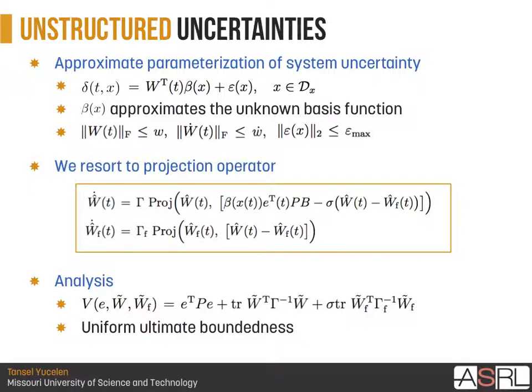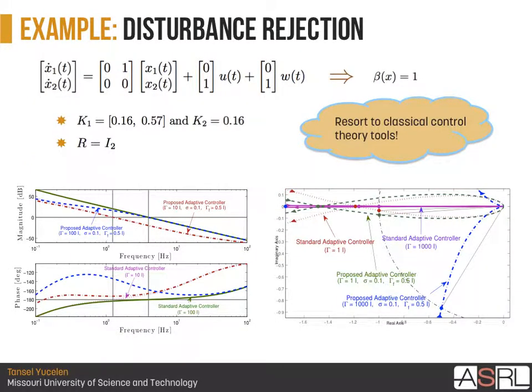Then the analysis follows the same, but due to the unstructured uncertainties, in this case we don't have asymptotic stability, but we have uniform ultimate boundedness. So here is an example of disturbance rejection, because in the disturbance rejection the basis function is 1, so that we can resort to classical tools to get a better feeling of what's going on with this algorithm.